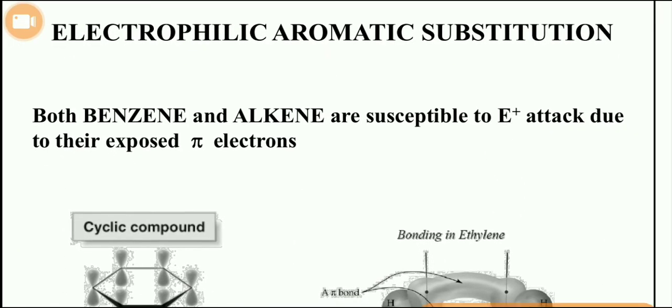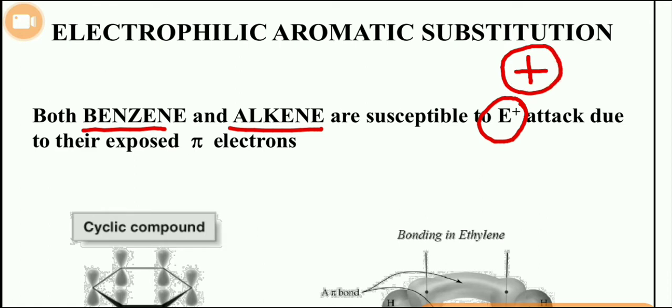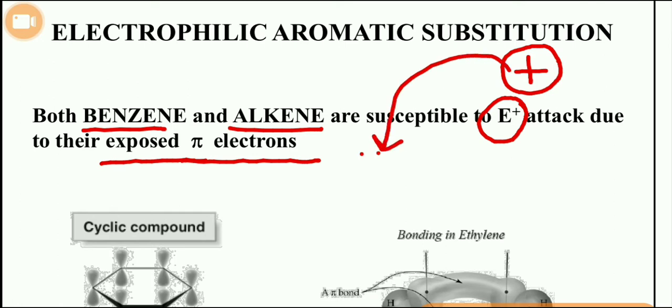Both benzene and alkene are susceptible to electrophiles. This is defining an electrophile, which has a positive charge, a lack of electrons. They attack due to the exposed pi electrons, the available pair of electrons. They attack on that pair of electrons. So this thing is going to attack on this.